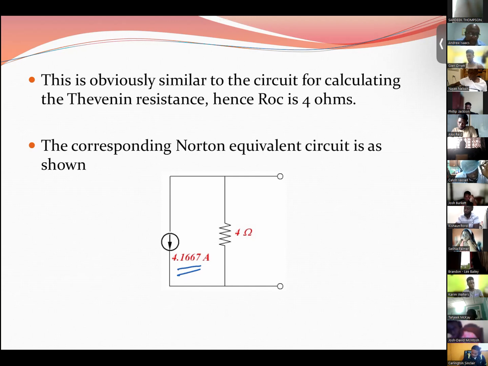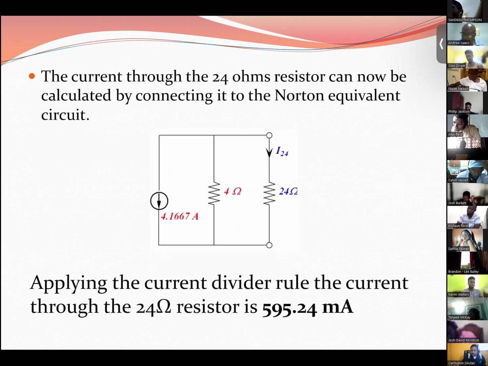And remember, our objective was to find the current through the 24 ohm resistor. So I would now put that back in the circuit. I've put the 24 ohm resistor back in the circuit and found the current flowing through it. We have 2 resistances, so we can apply the current divider. And if you do that, you get a current of 595.24, again proving the theory.